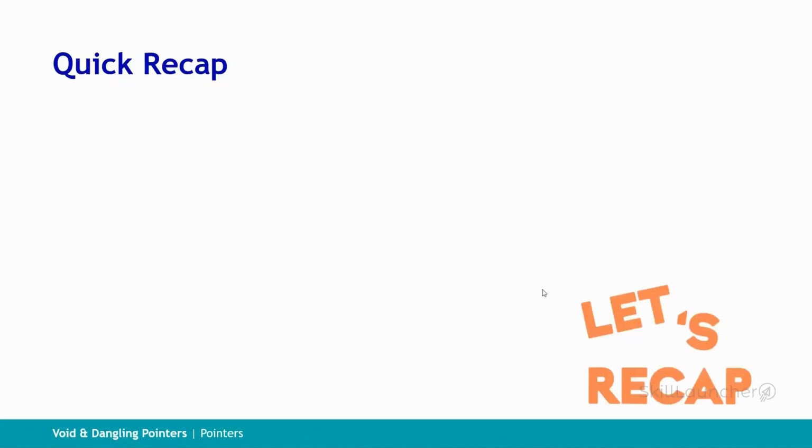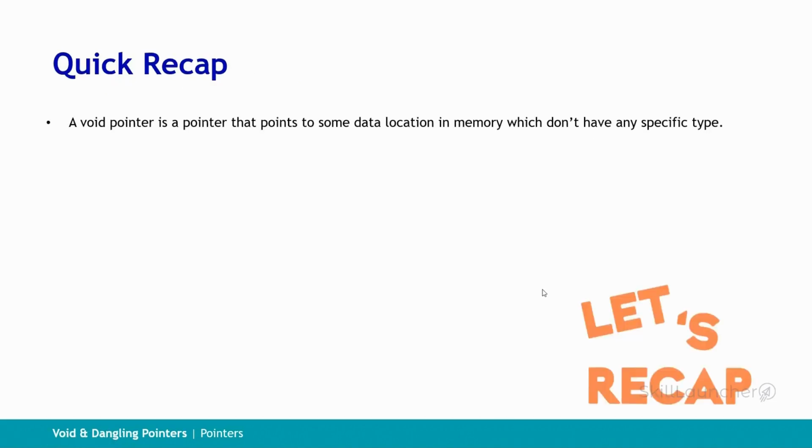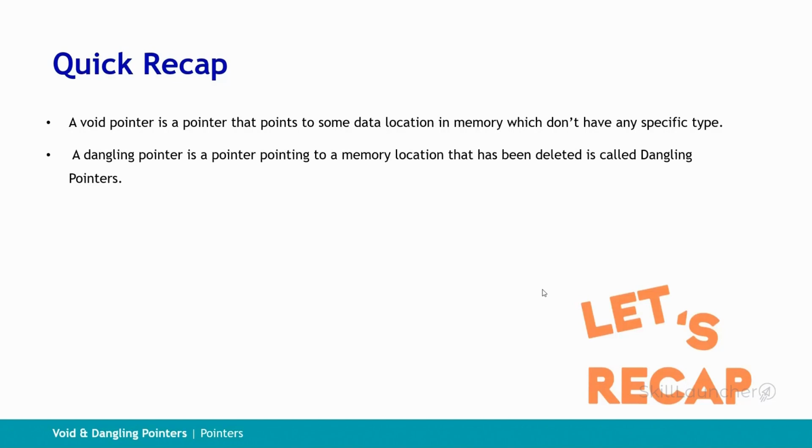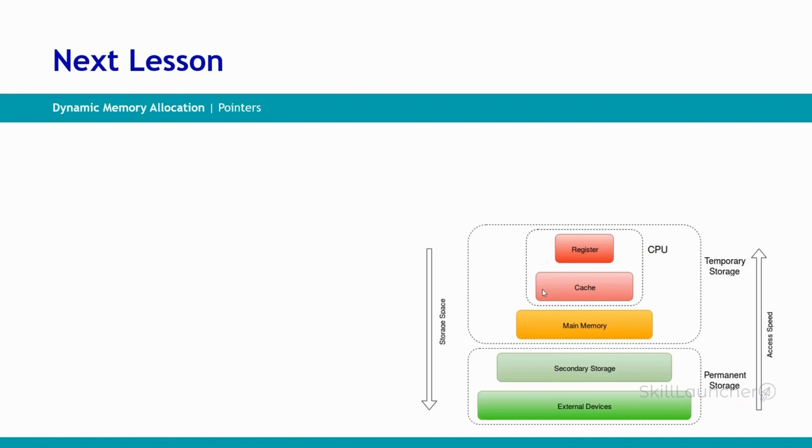Let's have a quick recap. A void pointer is a pointer that points to some data location in memory which doesn't have any specific type. And a pointer pointing to a memory location that has been deleted is called a dangling pointer. In the next coming lesson, we would be learning what dynamic memory allocation is and the various functions used for dynamic memory allocation.